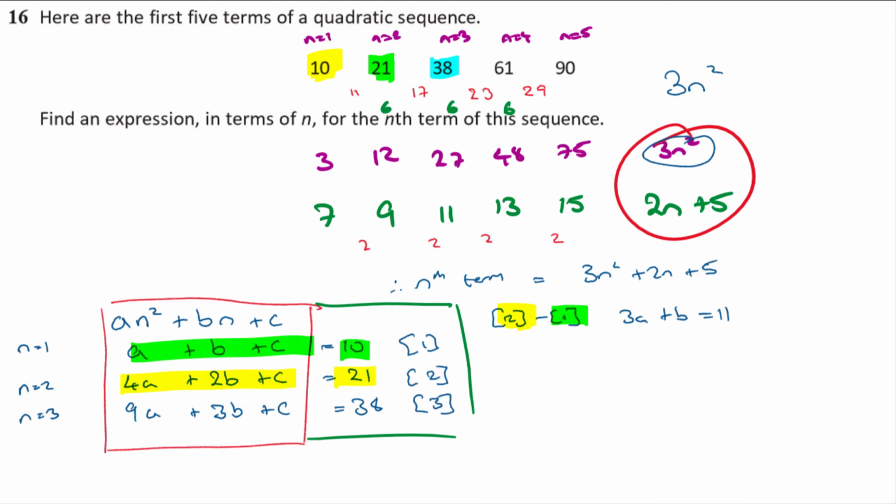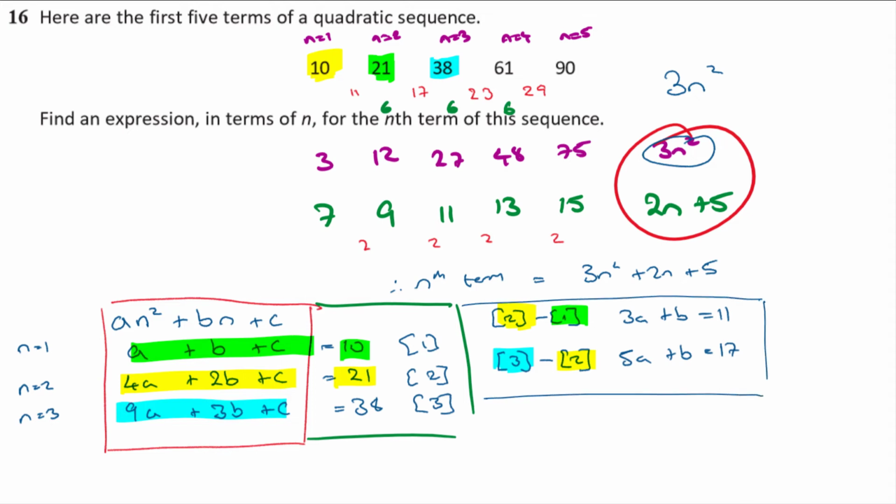Okay, and then I'm going to do the same thing. I'm going to do equation 3 take away equation 2. Equation 3 is this one, equation 2 is the yellow one. So taking the yellow one away from the blue one, 9a take away 4a is 5a, and 3b take away b is b, and 38 take away 21 is 17. Okay, so now I'm left with 2 equations in 2 unknowns. Okay, so that's my second step.